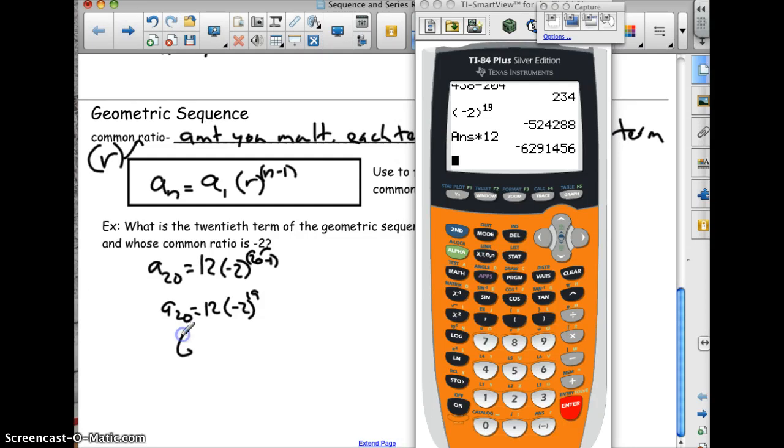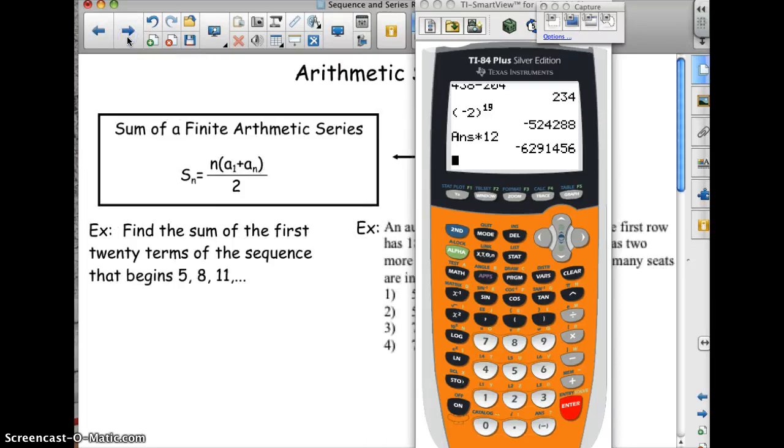Negative 6,291,456. You can see geometric sequences kind of get large quickly, or small quickly, as the case may be.